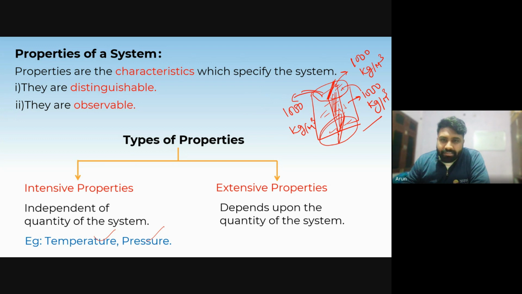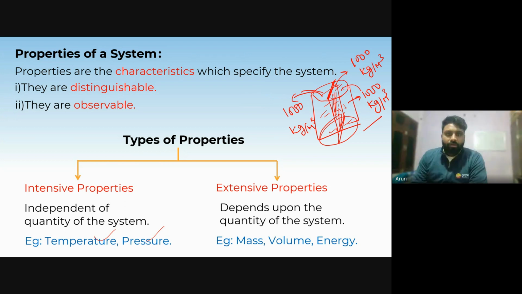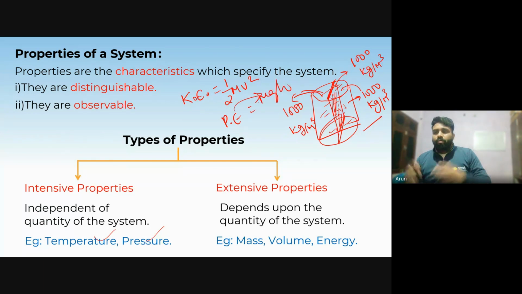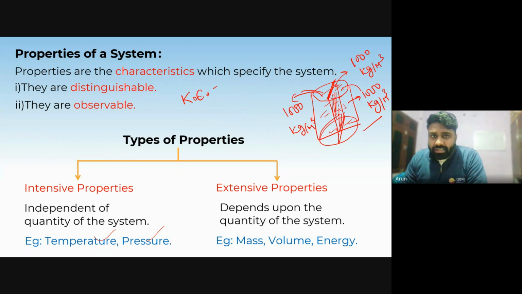So this is it. Extensive properties: mass, you can say, volume, energy. These are the extensive properties. It depends on how much mass we have. If you talk about kinetic energy, what is the formula? Half mv square. If you talk about potential energy, what is the formula? Mgh. Directly depending on mass. More the mass, more the kinetic energy; more the mass, more the potential energy. So energies are associated with the quantity of that system.